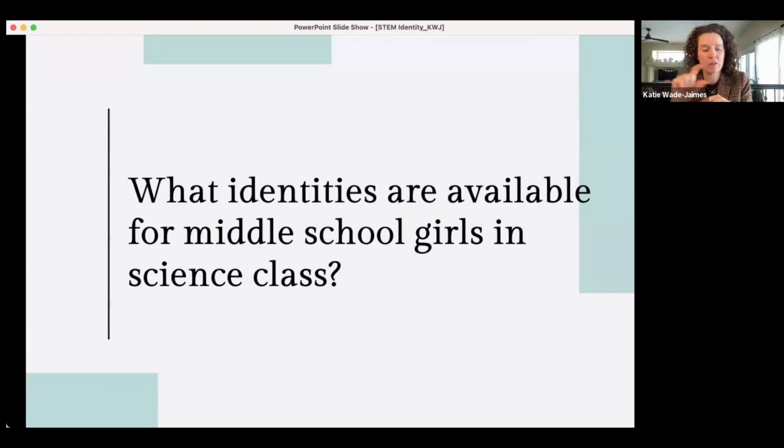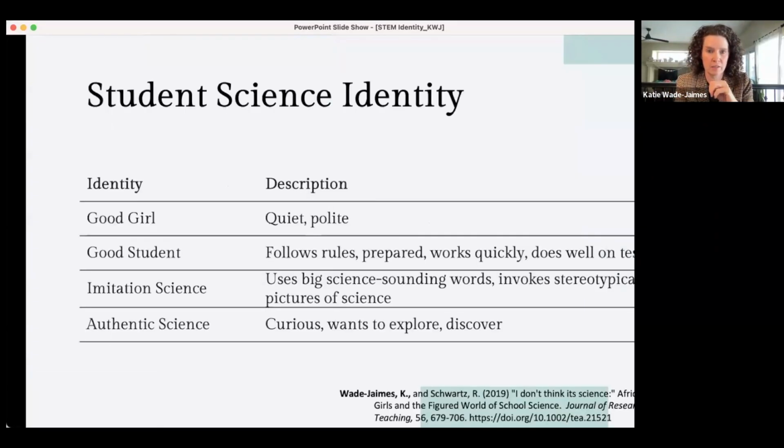So I'm going to give one little snapshot from some previous research I did, specifically looking at identities available. These were middle school African-American girls in a science class, and I was looking at what was available for them and how they negotiate these different identities.